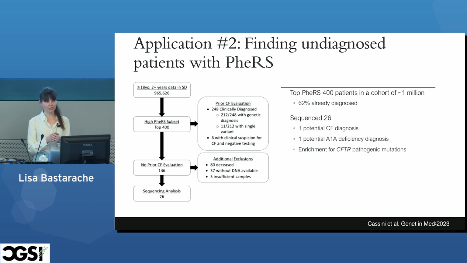We also found another individual who had alpha-1 antitrypsin deficiency, which is a more common genetic disorder. It's not hugely phenotypically overlapping with cystic fibrosis, but lung dysfunction, COPD, asthma, and bronchiectasis are characteristic of that disorder, which is one of the reasons we looked at it.